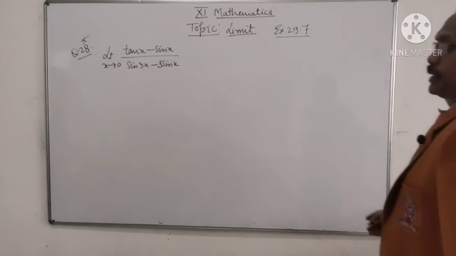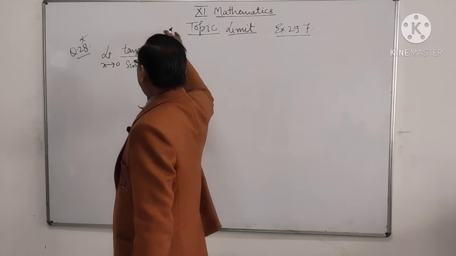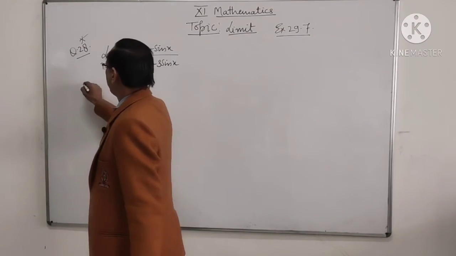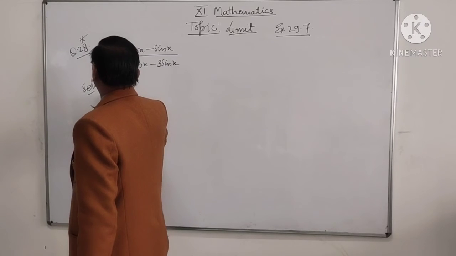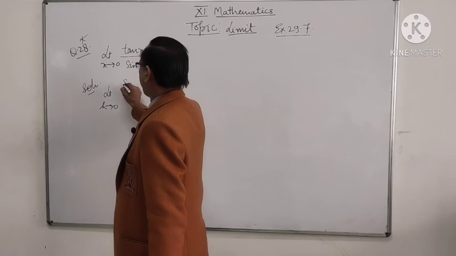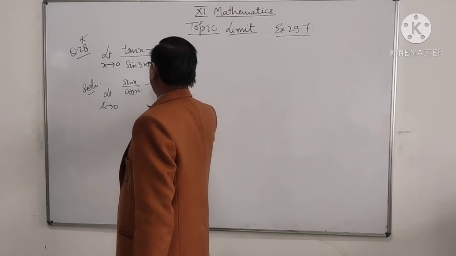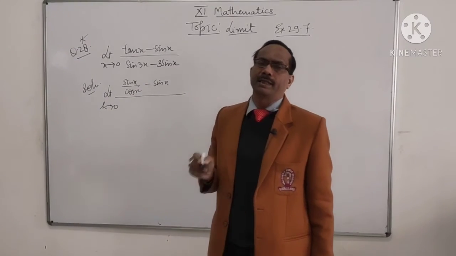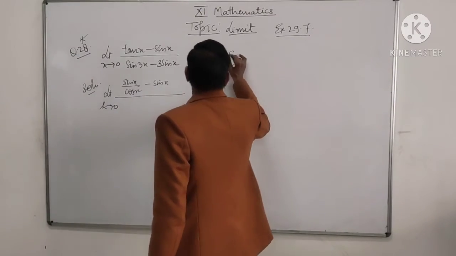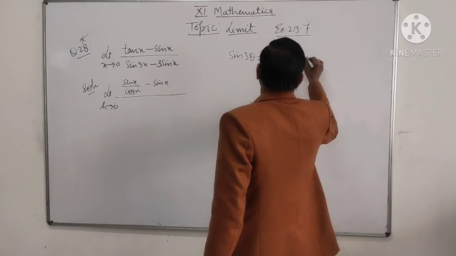Now next is question number 28. It is limit x tends to 0 tan x minus sin x upon sin 3x minus 3 sin x. See the solution. We will write tan x as sin x upon cos x minus sin x, and sin 3x is 3 sin x minus 4 sin cube x. So the formula of sin 3 theta is 3 sin theta minus 4 sin cube theta.